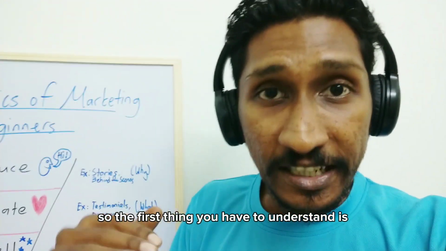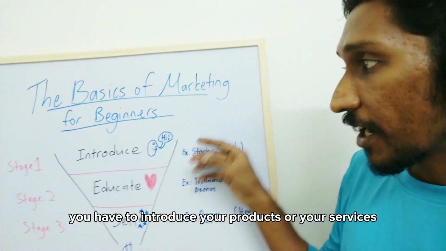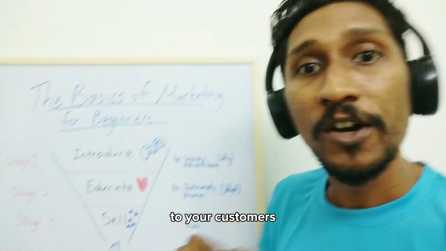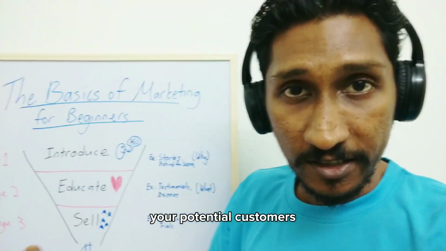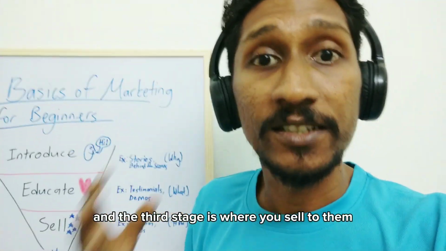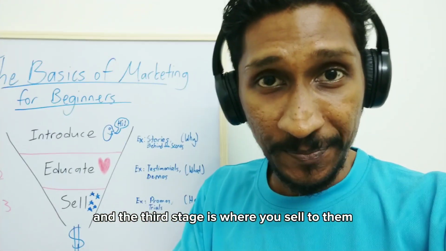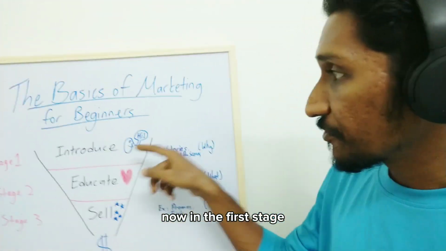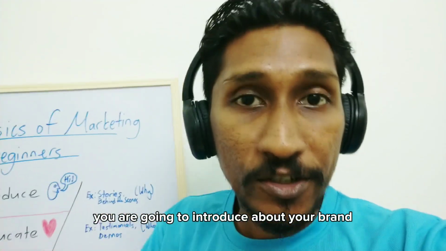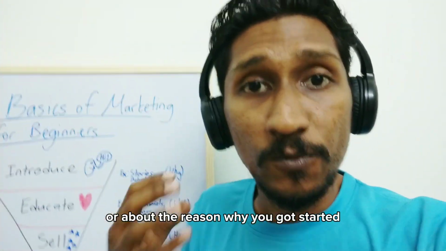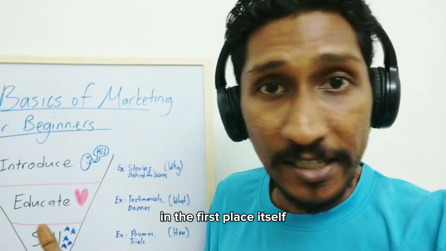So the first stage you have to understand is you have to introduce your products or your services to your potential customers. And the second stage is you have to educate them, and the third stage is where you sell to them. So these are the stages, and let me break them down in detail. Now in the first stage, you are going to introduce your brand or yourself or the reason why you got started in the first place.